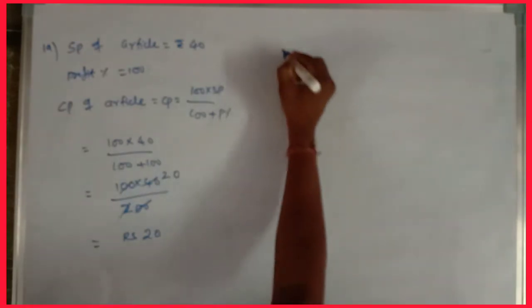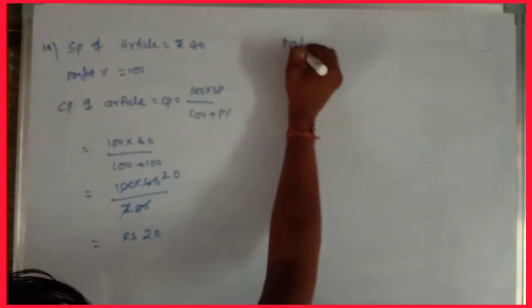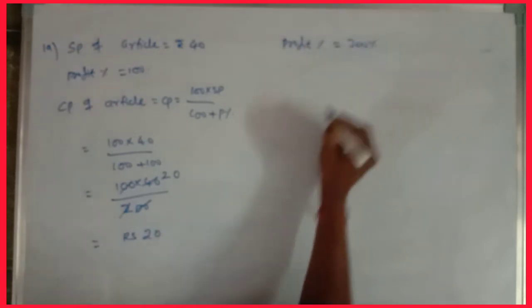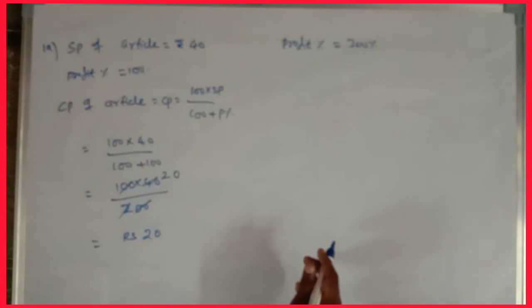Now I am going to calculate, if profit percentage is given as 300%, then what is the selling price? Okay, if profit percentage is given, then I have to calculate the selling price. So CP is already 20 rupees.